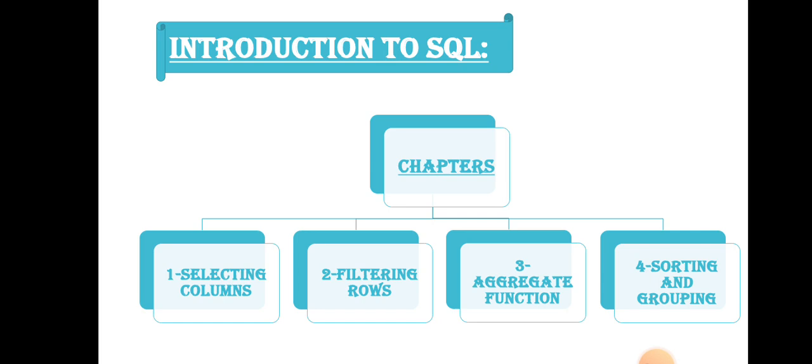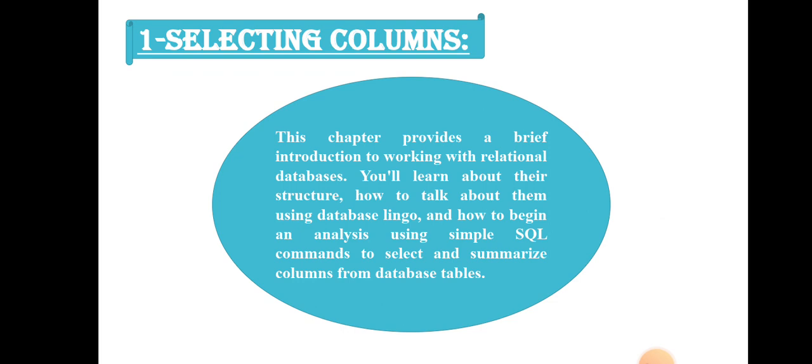In Introduction to SQL, there are 4 chapters, which are selecting columns, filtering rows, aggregate functions, and sorting and grouping. First is selecting columns. This chapter provides a brief introduction to working with relational databases, in which we learn about their structure, how to talk about them using database language, and how to begin an analysis using simple SQL commands to select and summarize columns from database tables.